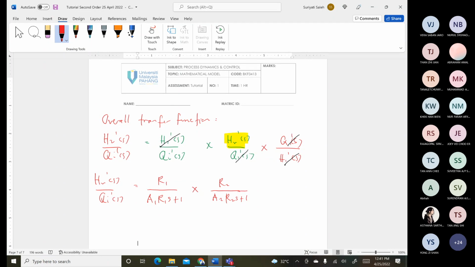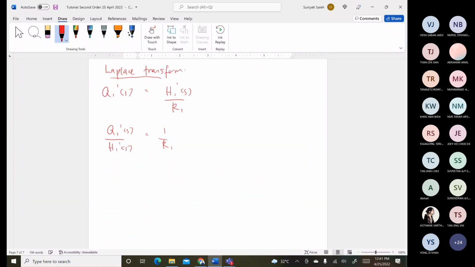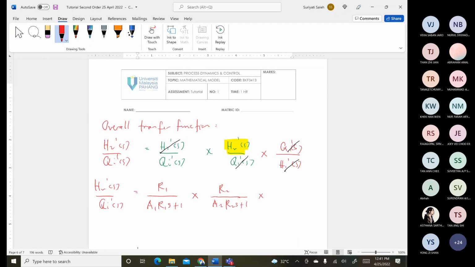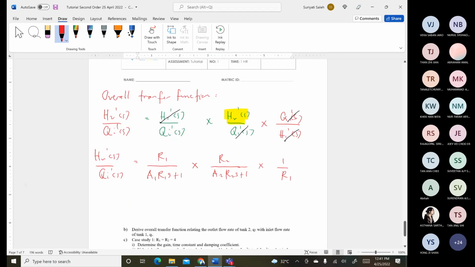And lastly, the Q1, H1. Q1, H1, we have the further relationship 1 over R1. So we include the equation 1 over R1. So we get the following transfer function.